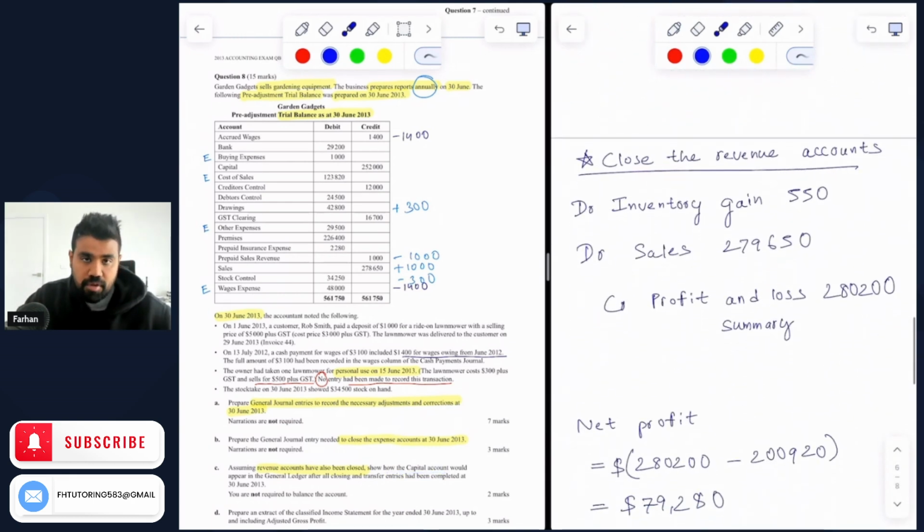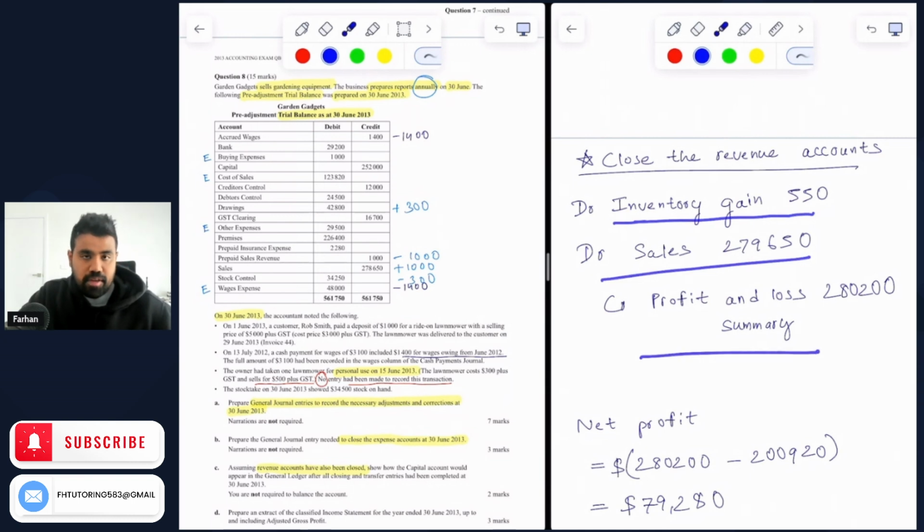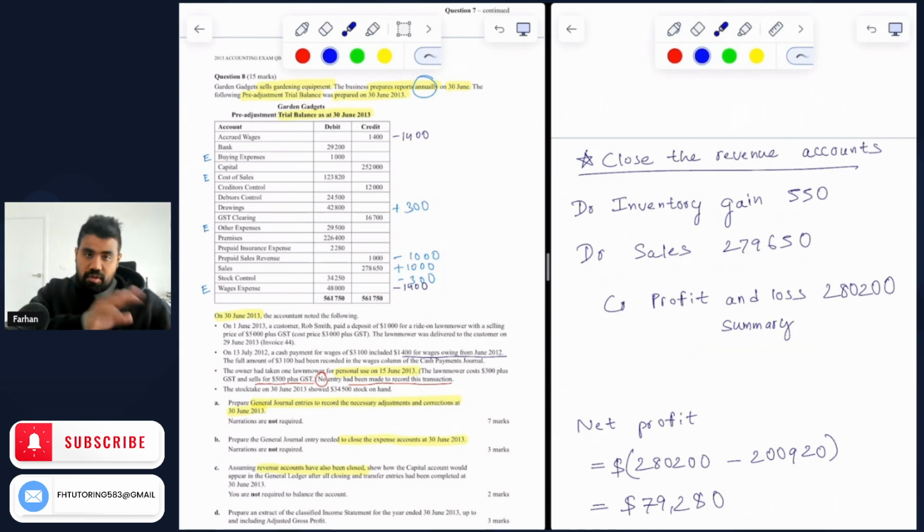We have two types of revenue. We have the inventory gain, which I believe you haven't forgotten from the last information that we worked with, and that's $550. The reason we are debiting all these revenues and crediting profit and loss summary is that if you want to close the revenue accounts, you debit all the revenue items. You're closing it by offsetting it against what you would normally do for it, which is crediting it. But because now you're closing it, you simply debit them.